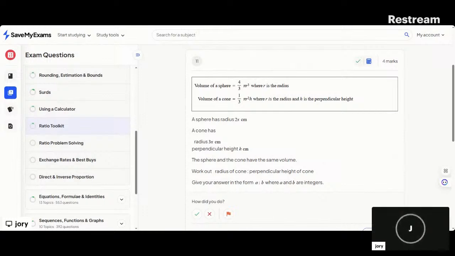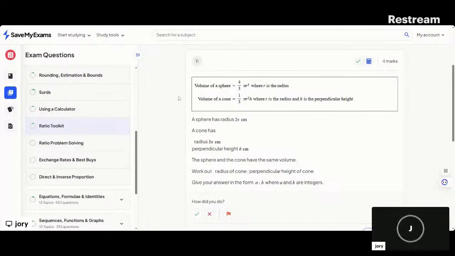What am I trying to find? I have the sphere. It's 4 marks. I have a sphere and a cone, and they both have x in them. The sphere and the cone have the same volume. So I'm supposed to find the radius of the cone and then the perpendicular height of the cone. I have the radius of the cone, it's 3x, so let's find x.